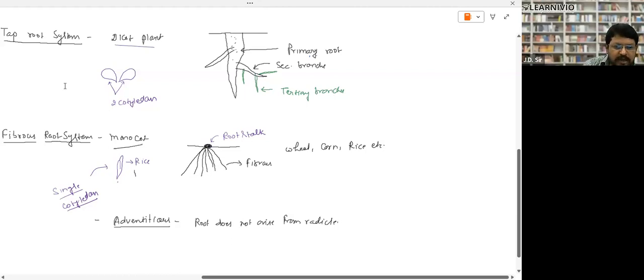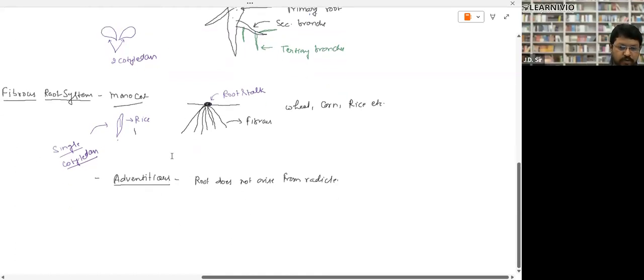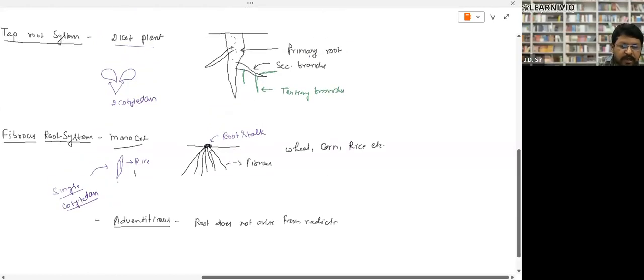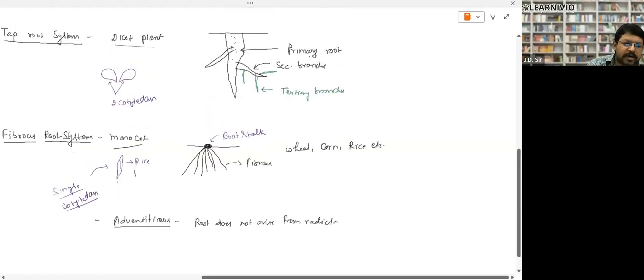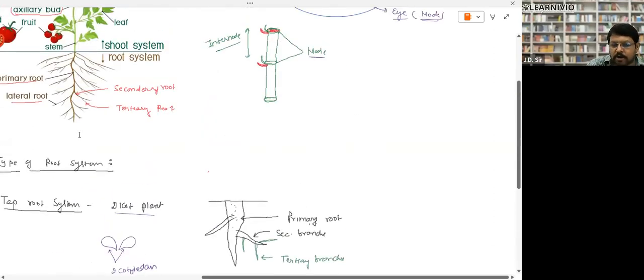Then I told you there is another kind of root: the fibrous root, or adventitious root. Look, I have written adventitious root, right? They have a root stock and they have fiber-like roots, like wheat, corn, rice, etc. Adventitious roots are a type of fibrous root. Roots do not arise from the radicle. Basically, they do not arise from the radicle, but adventitious roots are a type of fibrous root. Is it clear or not?